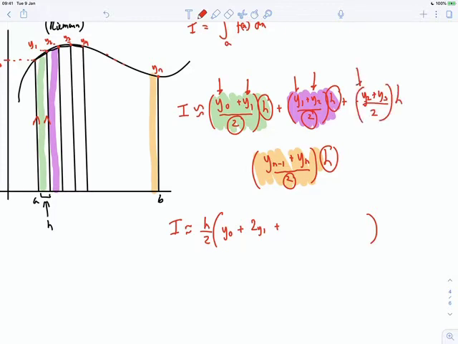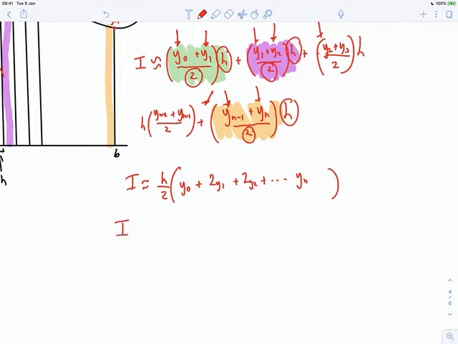I'd have a second y2 there. So I'd have 2 lots of y2, and so on and so on. And then this y of n minus 1 would have another one from the previous trapezium, yn minus 1, yn minus 2 over 2 times by h. And then the yn would just be on its own. So another way of writing this is I is approximately h over 2 times by the first y value plus the last y value plus 2 lots of all the y values in between.